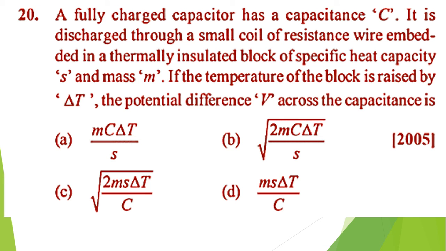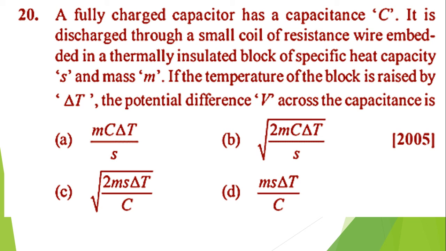Next, a fully charged capacitor of capacitance capital C is discharged through a small coil of resistance wire embedded in a thermally insulated block of specific heat capacity S and mass small m. If the temperature of the block is raised by delta T, find the potential difference V across the capacitor. That means the capacitor is discharged. The energy of the capacitor is gained by the insulated block.